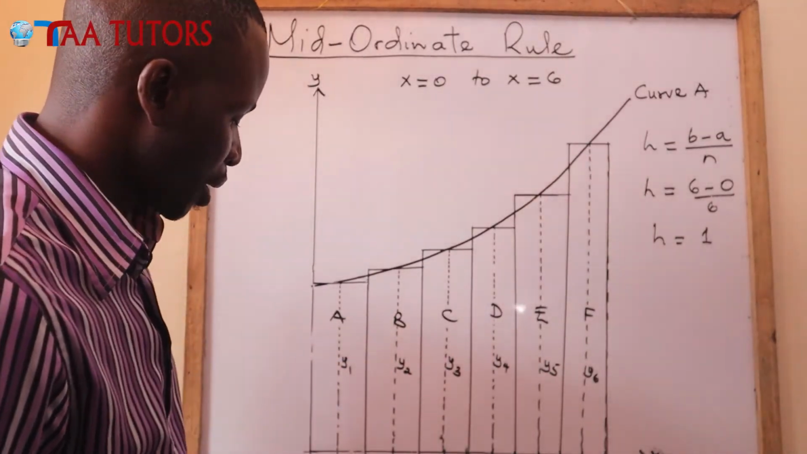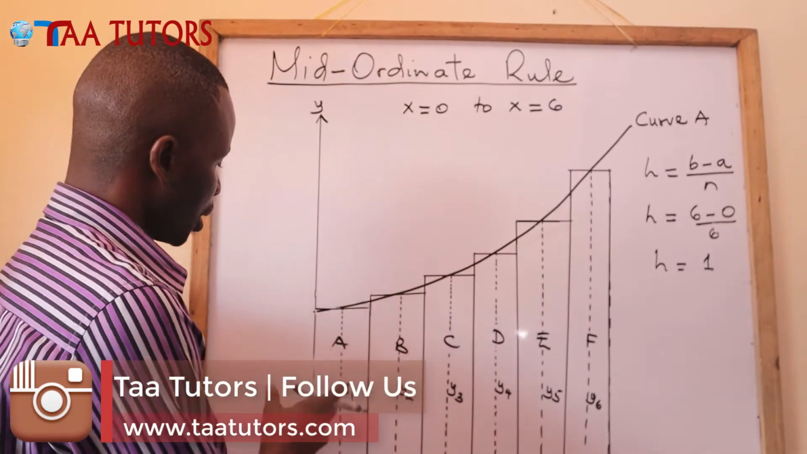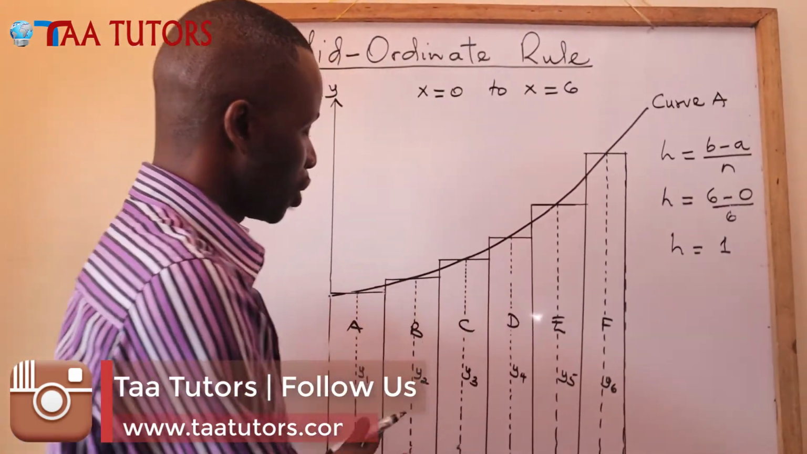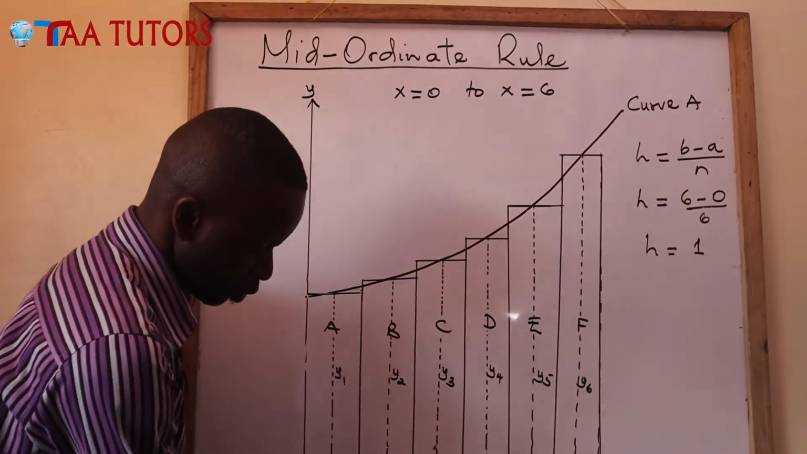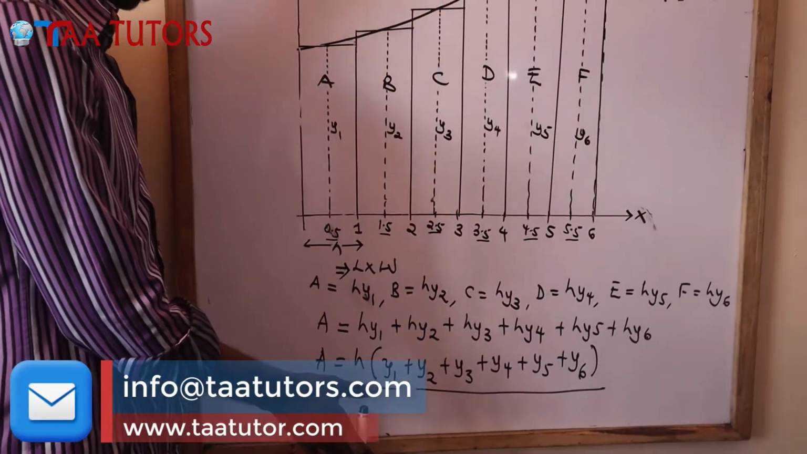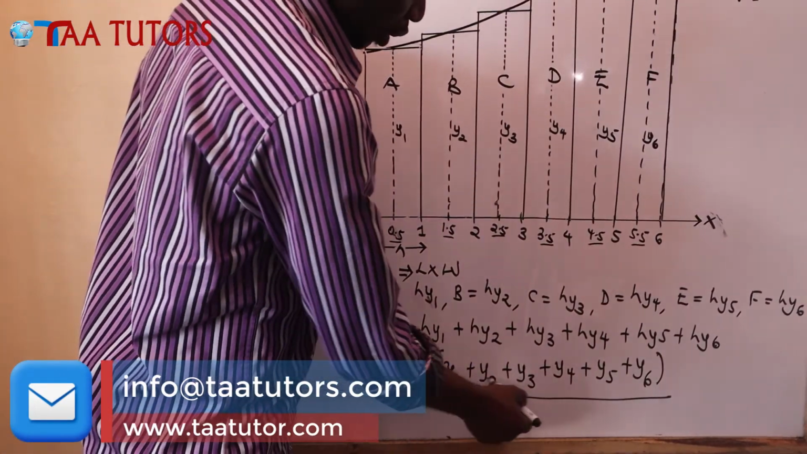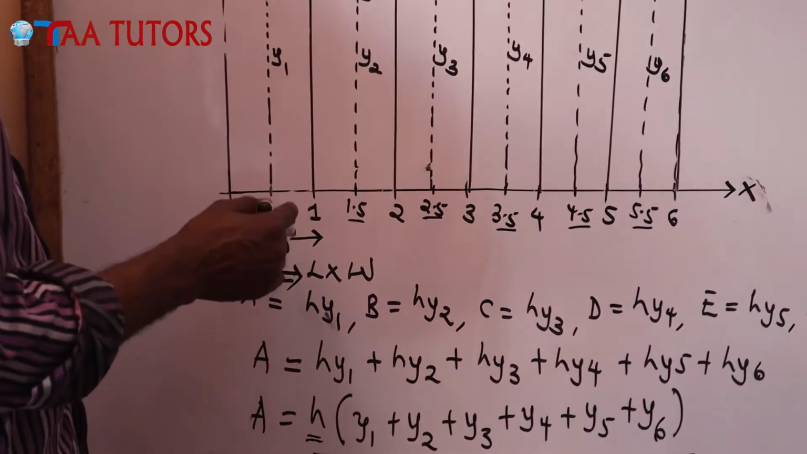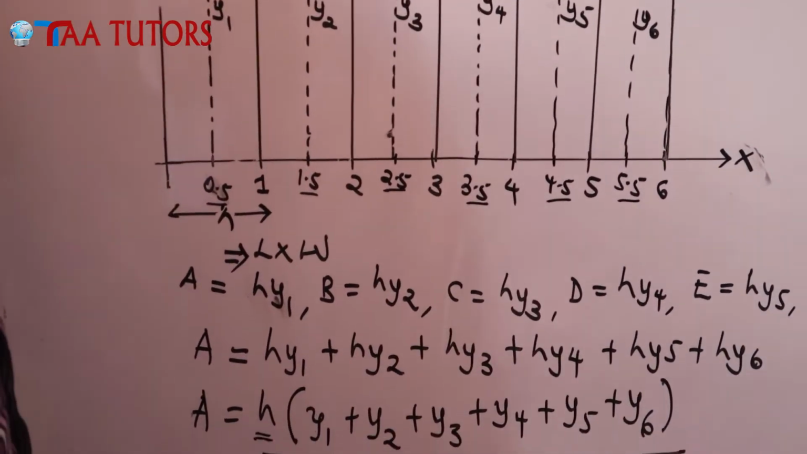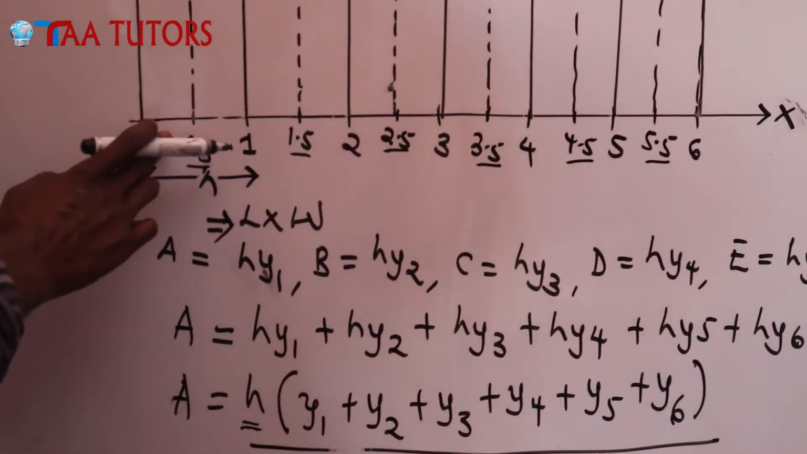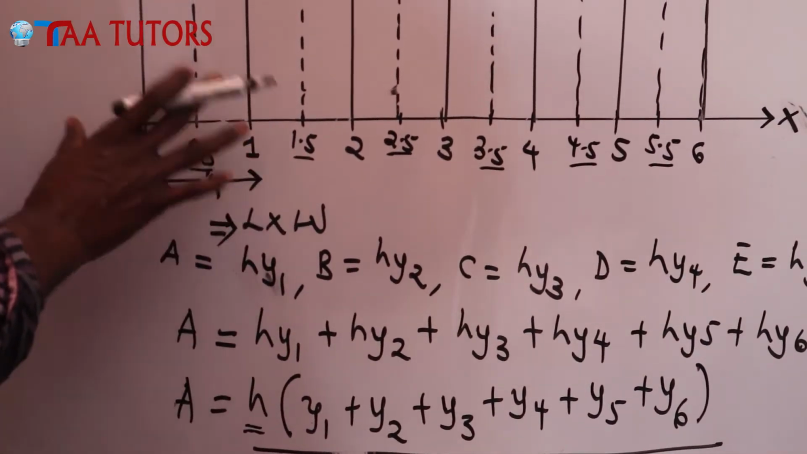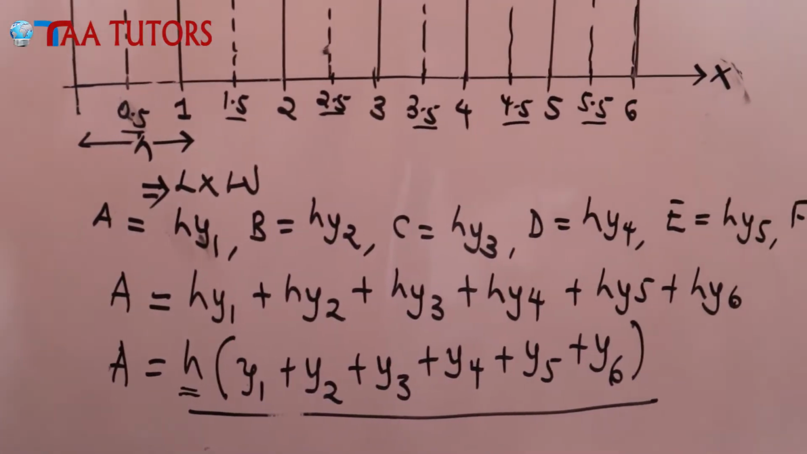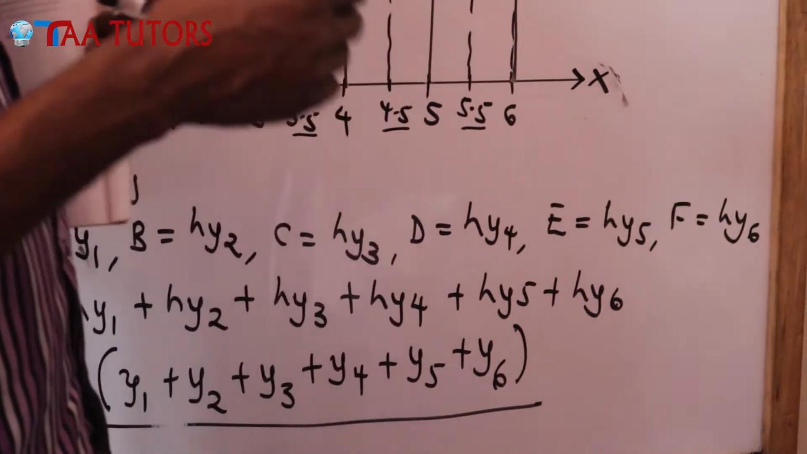Now the area under the curve between x equals 0 and x equals 6 using the mid-ordinate rule can be given by this formula here. Now you realize that this formula simply translates to the sum of the mid-ordinates times the common height or the common width of each ordinate, or each rectangle. You can see that we have only the value of the rectangle height times the sum of the ordinates there. So that is simply what the mid-ordinate rule translates to.